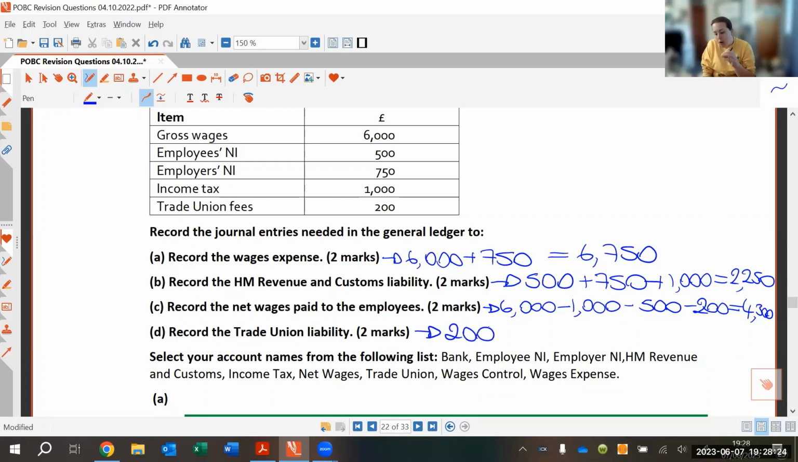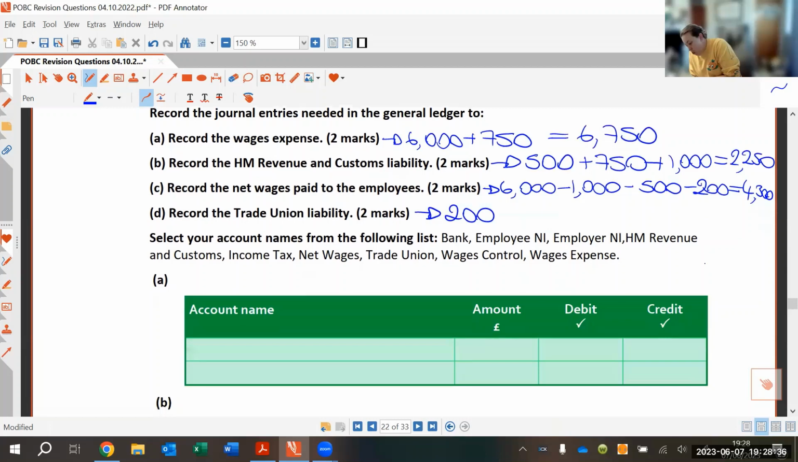Yeah. If that was a pension instead of trade union, you may be looking to piece together employee pension and employer pension, but we don't need to do them in this case. So we now know what amounts we're going to use for each journal. So the first journal we're going to look at is our wages expense recording. And we know the amount for this is going to be 6,750.